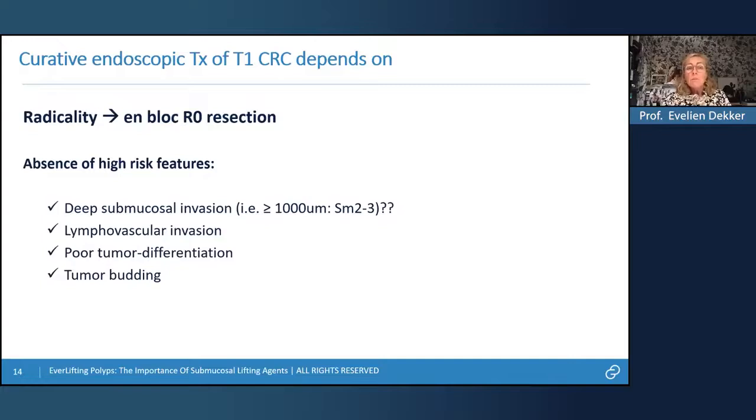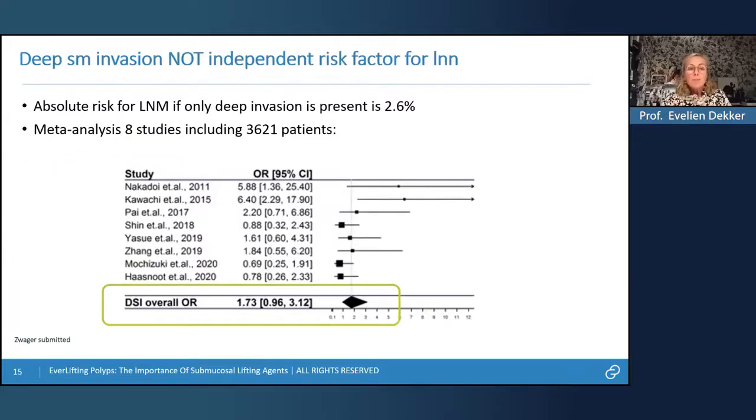Besides, there's a debate about submucosal invasion depth. I will discuss that in a minute. But for sure, high-risk features are lymphovascular invasion, poor tumor differentiation, and tumor budding. So how about submucosal invasion?